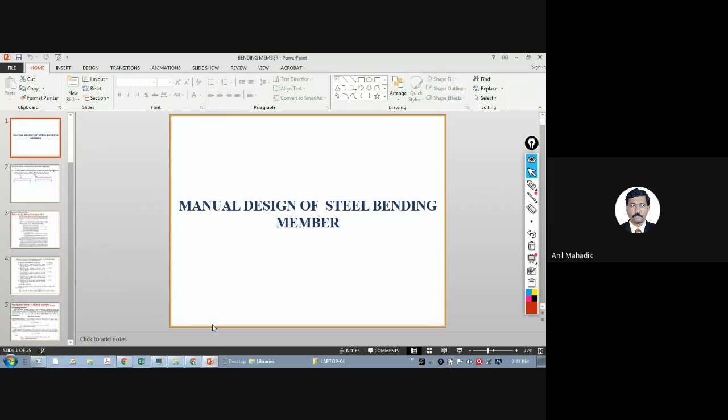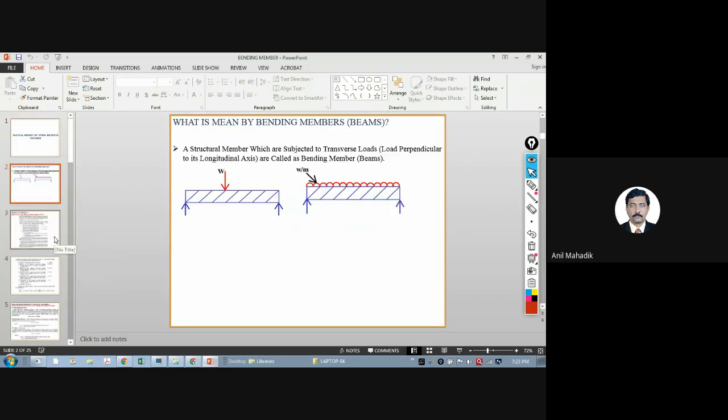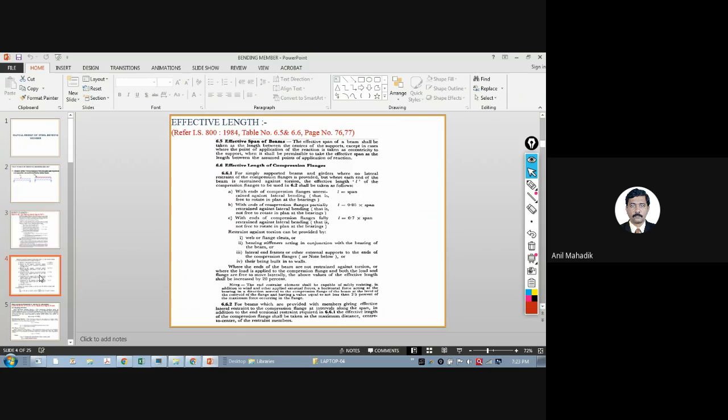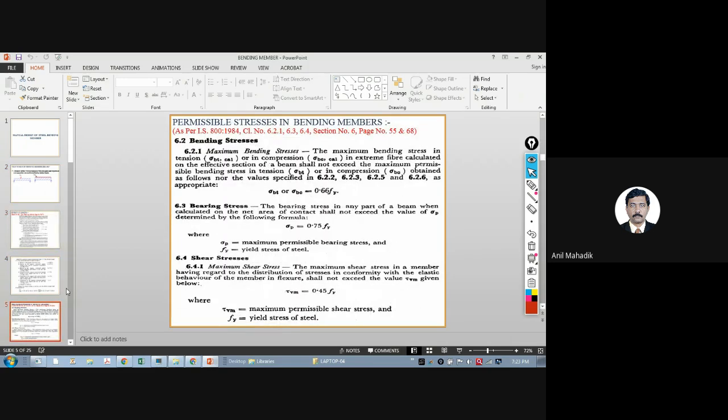Now let's see the design of the beam first. So we know that these kinds of loads are there in beams. Now the maximum bending stress allowed here is either sigma BT or BC, both actually. These are maximum permissible. But sigma BC depends on the L by R, 0.66 Fy. So in tension, what was the permissible stress? Yesterday we learned that for tension it is only 0.6 Fy, but in bending it is a little more.